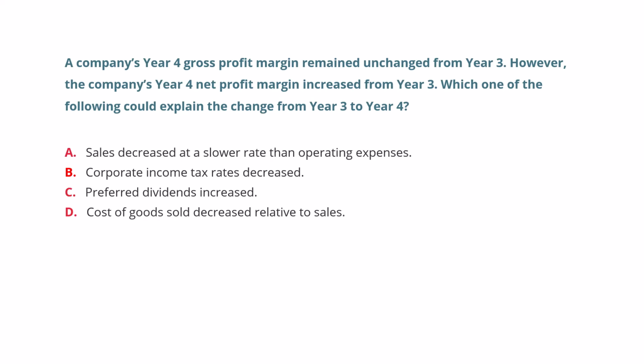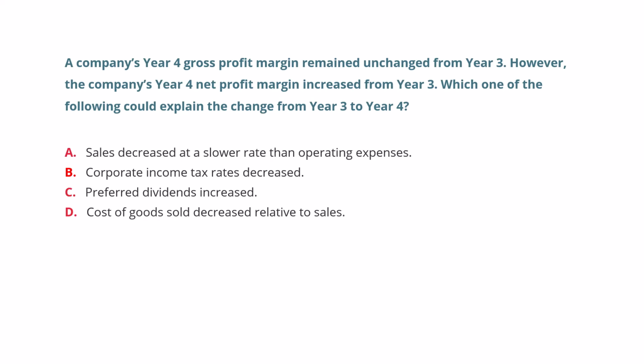Next question: the company's year 4 gross margin remained unchanged from year 3. However, the company's year 4 net profit margin increased from year 3. Which one of the following could explain the change? Gross profit means your revenue minus cost of goods sold, and it does not change. So the difference between your sales price and the purchase cost of your inventory stays the same, but your net profit goes up. That means your operating expenses are less than before.